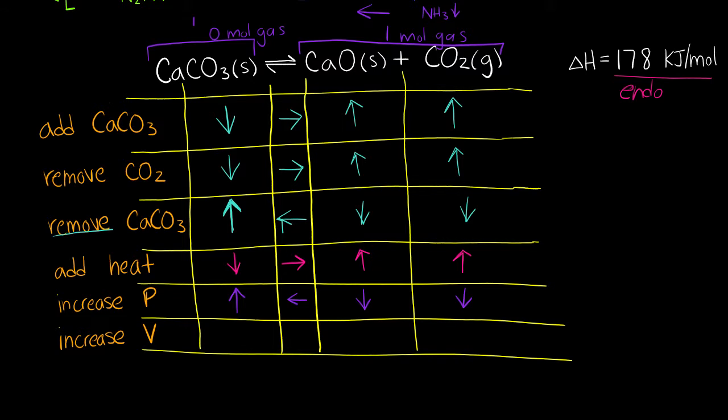Increasing the volume is the opposite of increasing the pressure. Increasing the volume is a decrease in pressure. When you increase the volume, it allows the reaction to create more gas. So it'll increase the amount of carbon dioxide, increase the amount of calcium oxide, and decrease the amount of calcium carbonate.